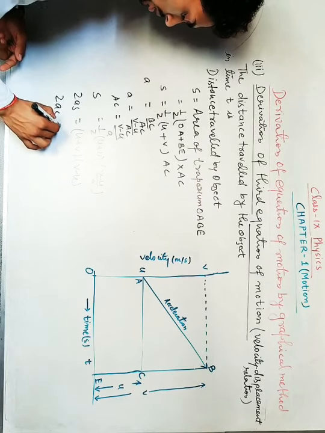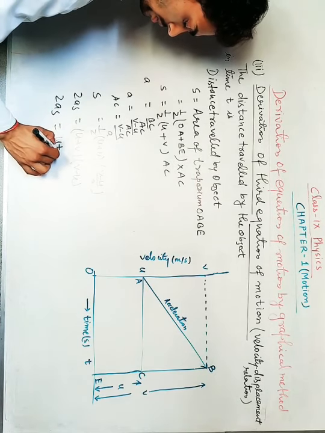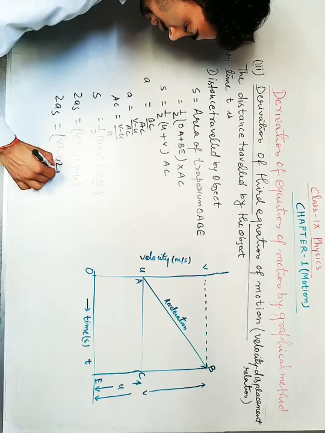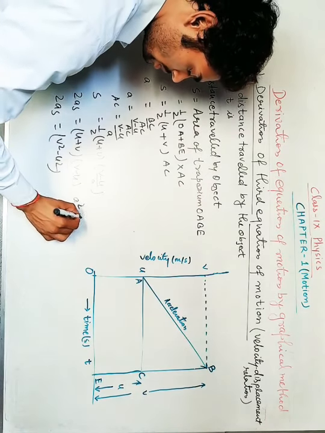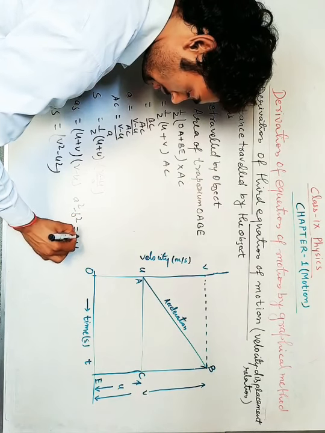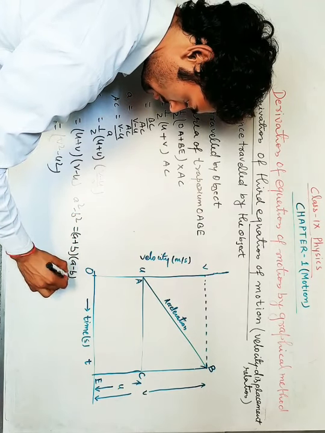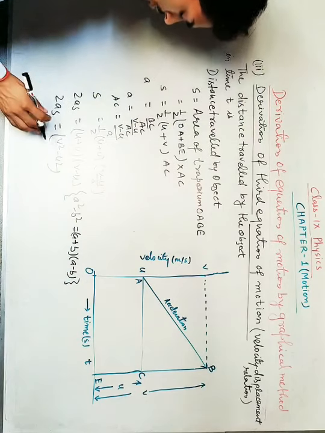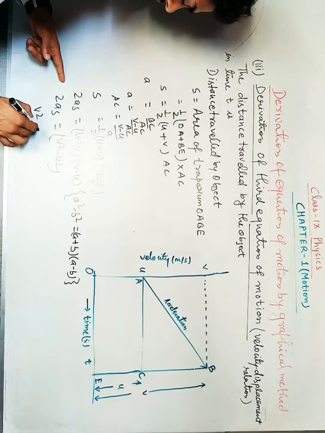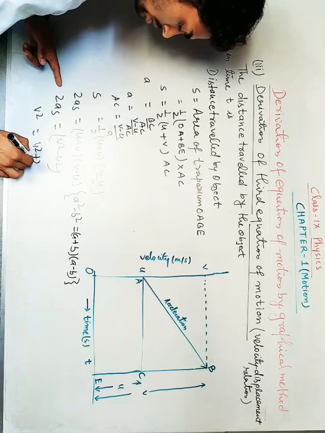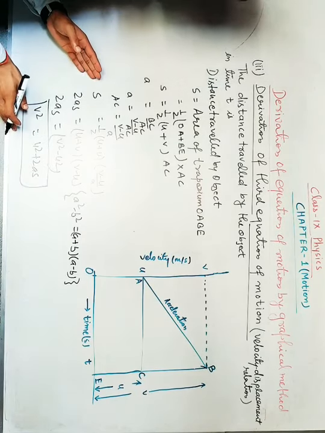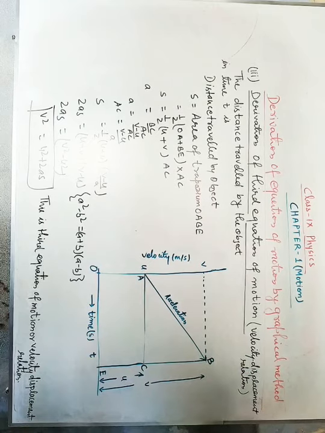Then 2AS equals V square minus U square, because A square minus B square equals (A plus B)(A minus B). So this equation we can write as V square equals U square plus 2AS. This is the third equation of motion. This is the derivation of it.